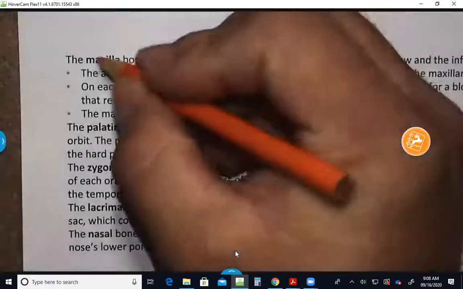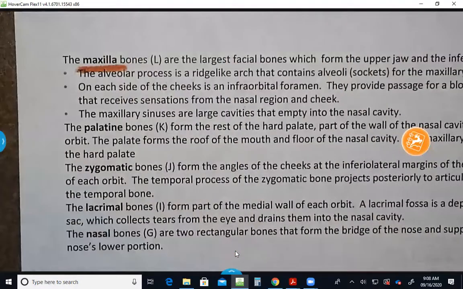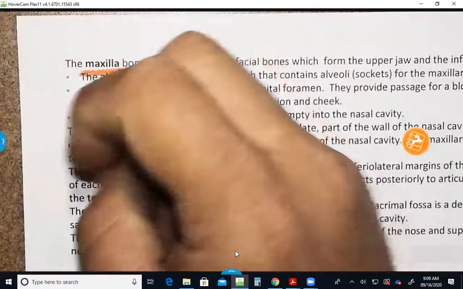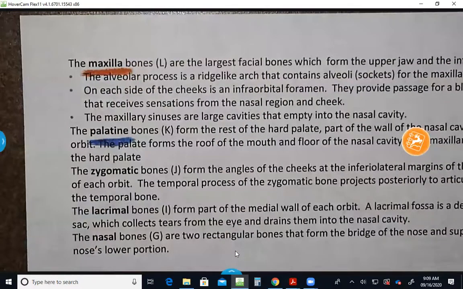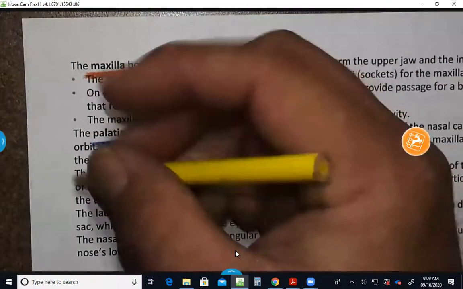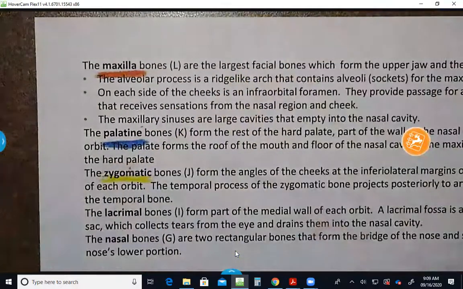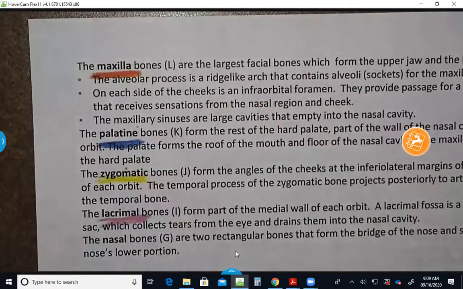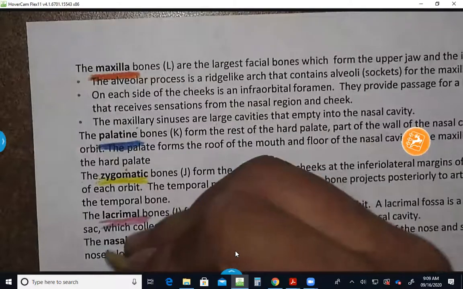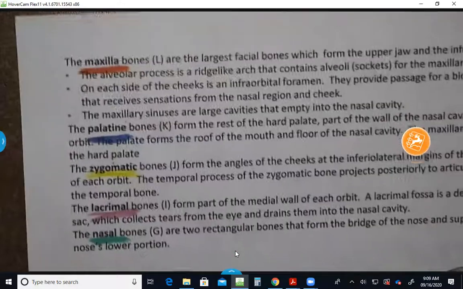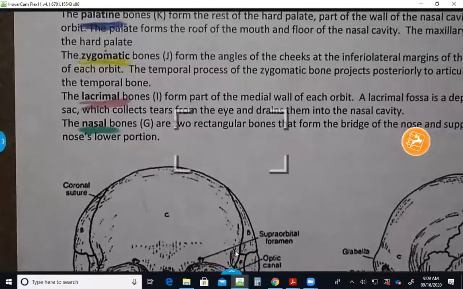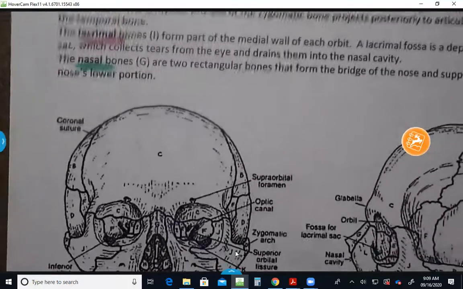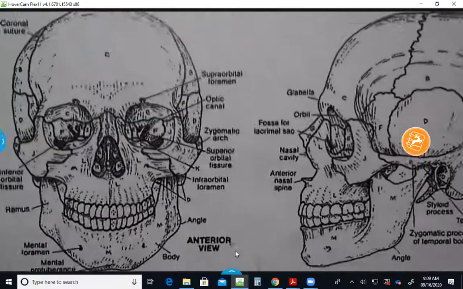Okay, color coding it. I'll go orange for the maxilla, blue for the palatines, yellow for the zygomatics, pink for the lacrimals, and this kind of green color for the nasals. I actually started at the bottom because those are super simple. I'll actually work it up.